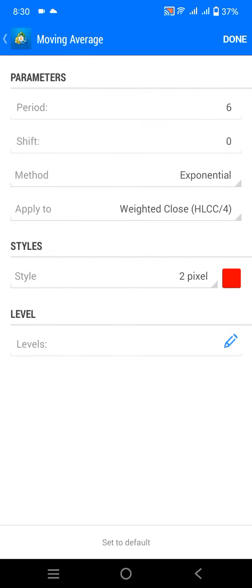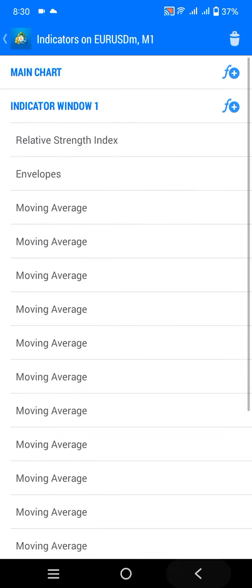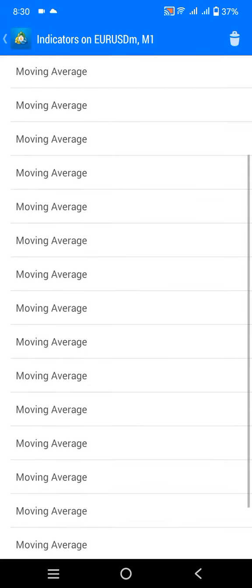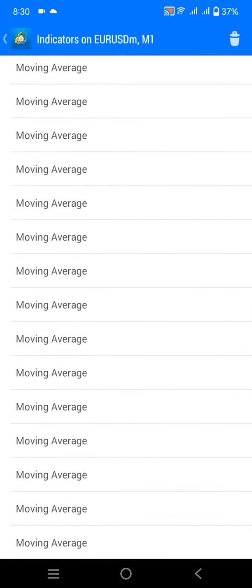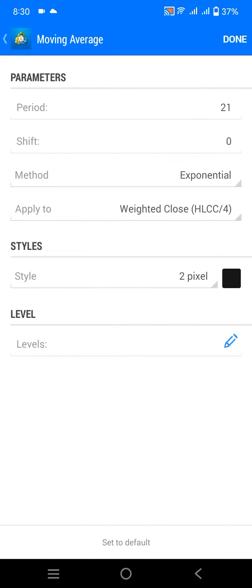Moving average will be 6, shift will be 0, method will be exponential, apply to weighted close HLCC4, and choose any color you like. So till 21 you have to choose the same method. Apply to weighted close HLCC4. This is the moving average setting. So now adding the 21 moving average below this indicator window.